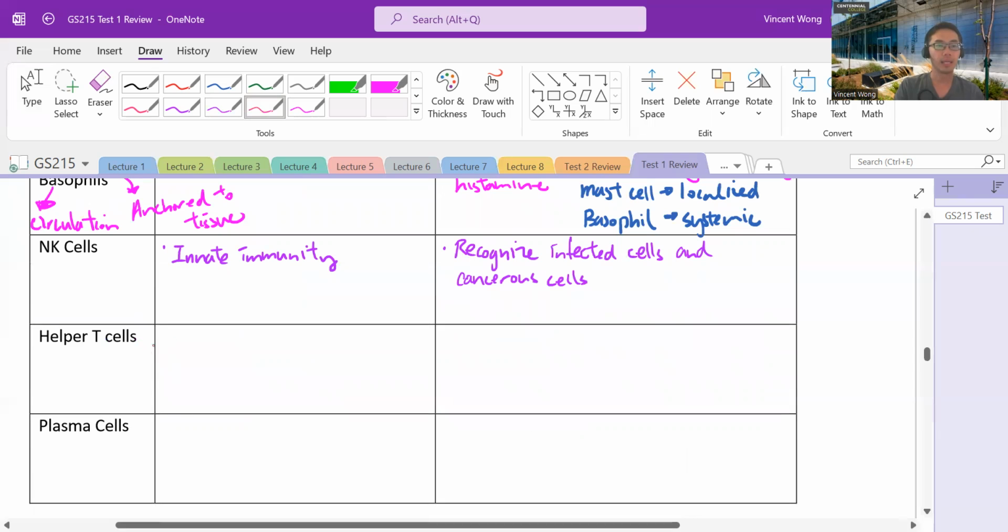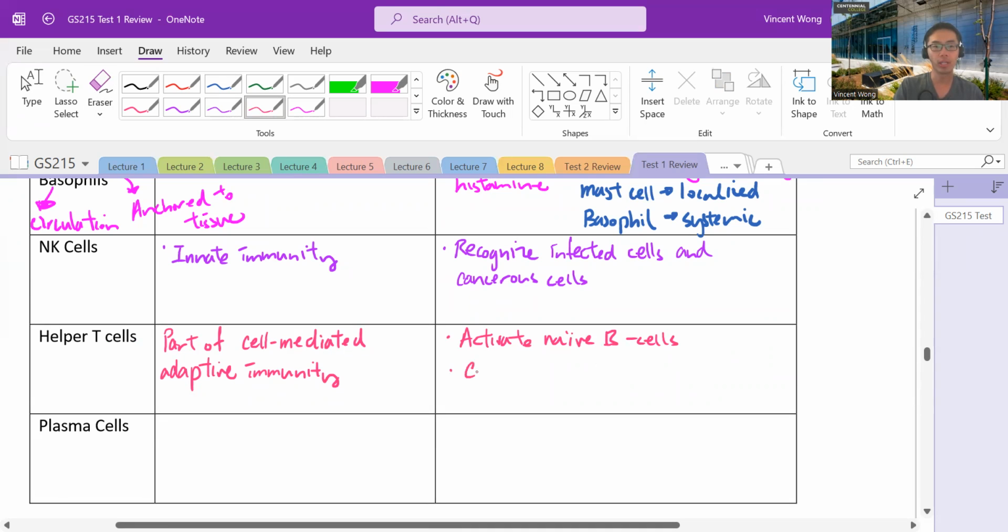Helper T cells. This is part of cell-mediated immunity. Cell-mediated, and it's the adaptive branch. Okay. And the helper T cell is going to help activate naive B cells. Right? They will help coordinate the immune response.